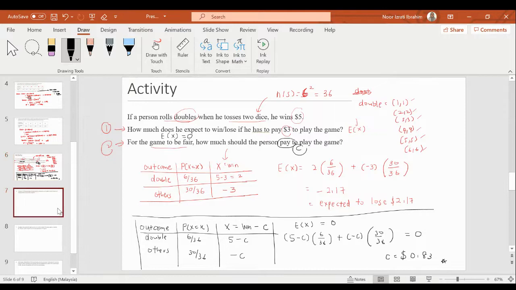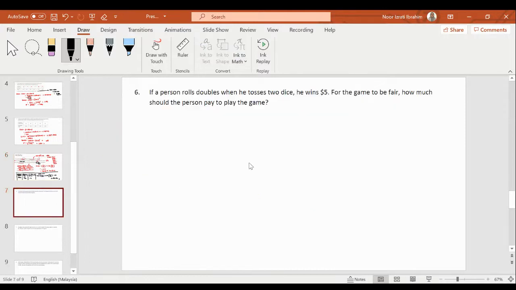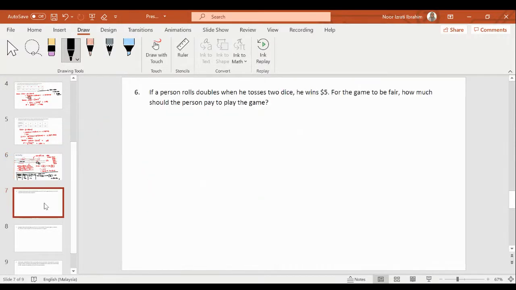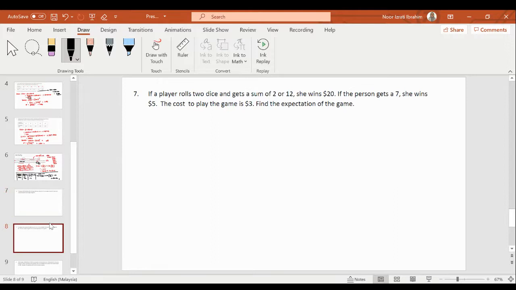Right? And this is the tutorial question, which is the same as question number 2 here. We move on to question number 7.